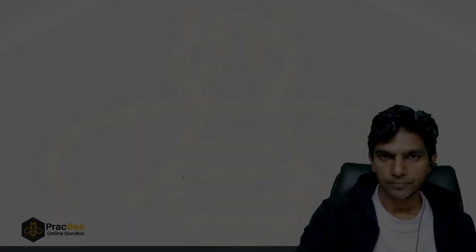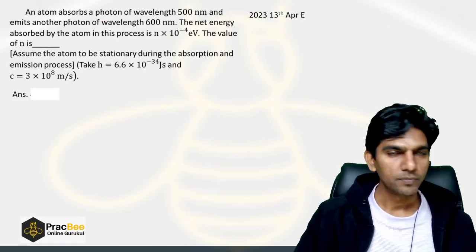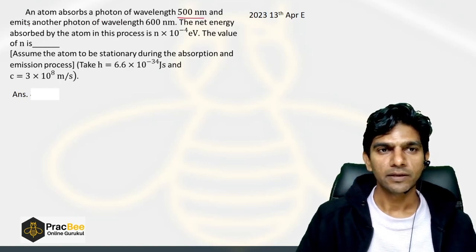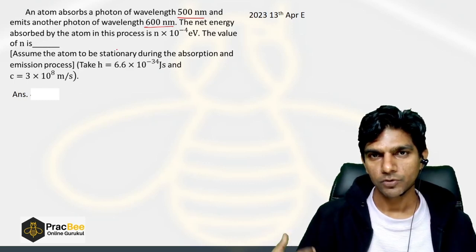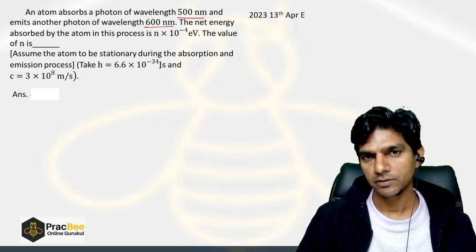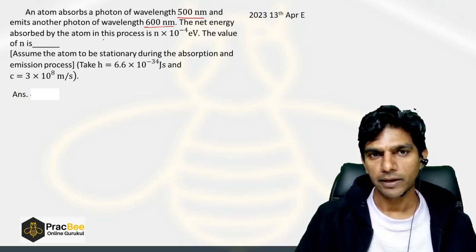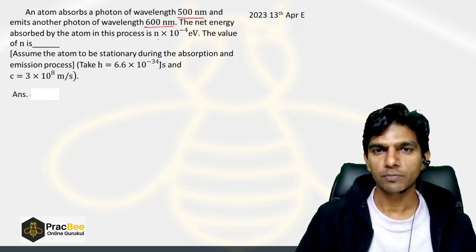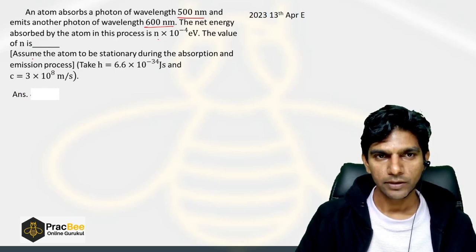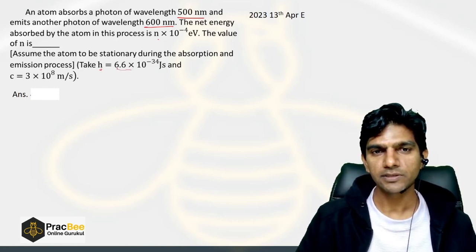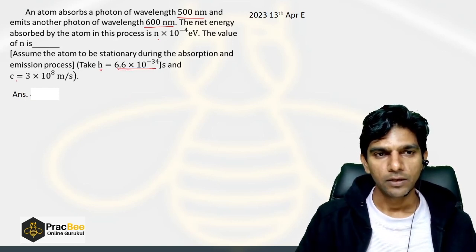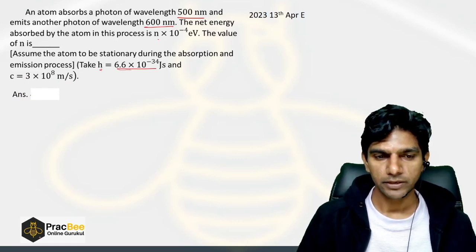So do remember this. An atom absorbs a photon of wavelength 500 nanometer and emits another photon of wavelength 600 nanometer. So the electron is absorbing 500 nanometer and emits a photon of 600 nanometer. The net energy absorbed by the atom in this process is n times 10 raised to power minus 4 electron volt. The value of n is, okay, so assume the atom to be stationary during the absorption and the emission. We have to take the h value as 6.6 into 10 raised to minus 34 and the speed of light as 3 into 10 raised to power 8.